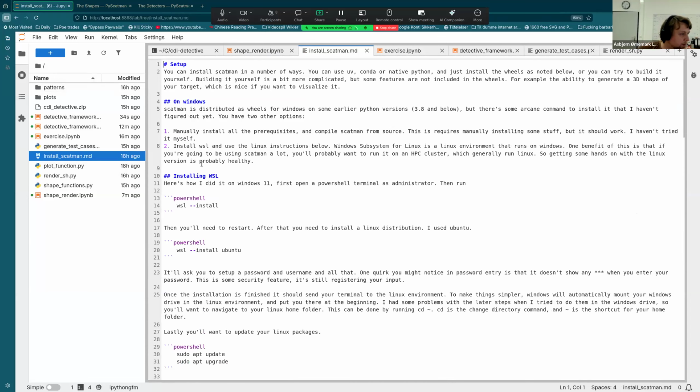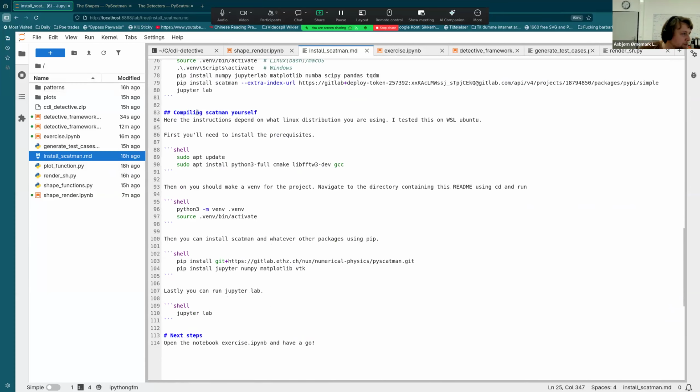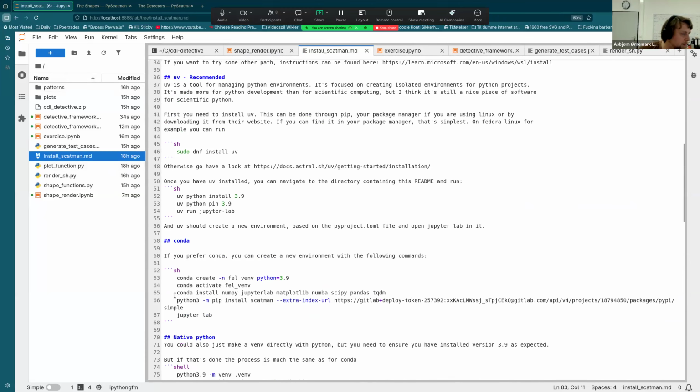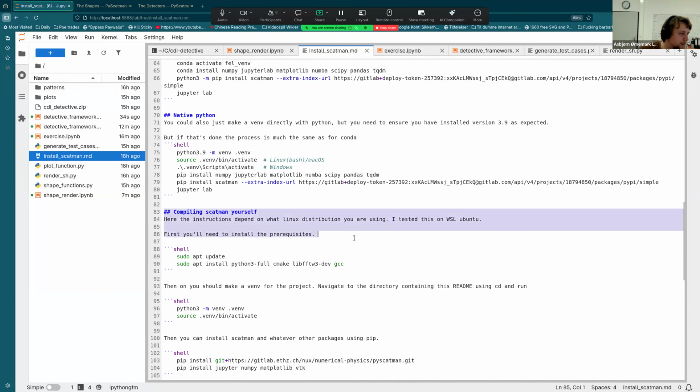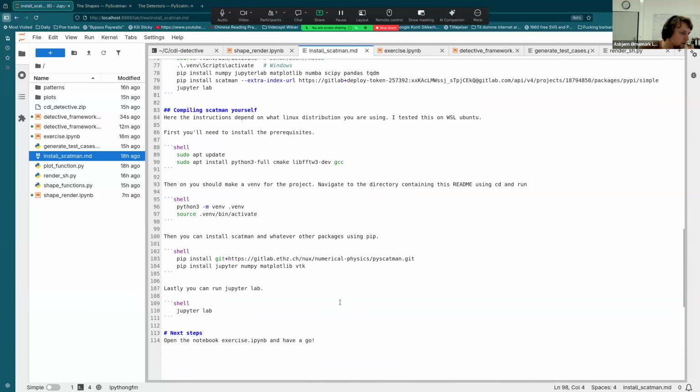But if you are going to try running it on Windows, you need to install WSL, and then the simplest thing would be to use native Python or Conda. But actually, compiling Scatman is not that complicated. If you have a clean install, then you should be able to run almost this. Let me just add a little bit more, which I found out you also need.